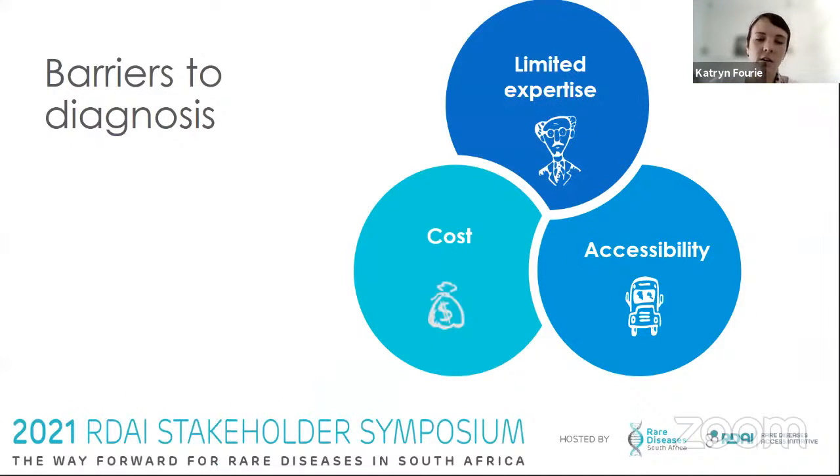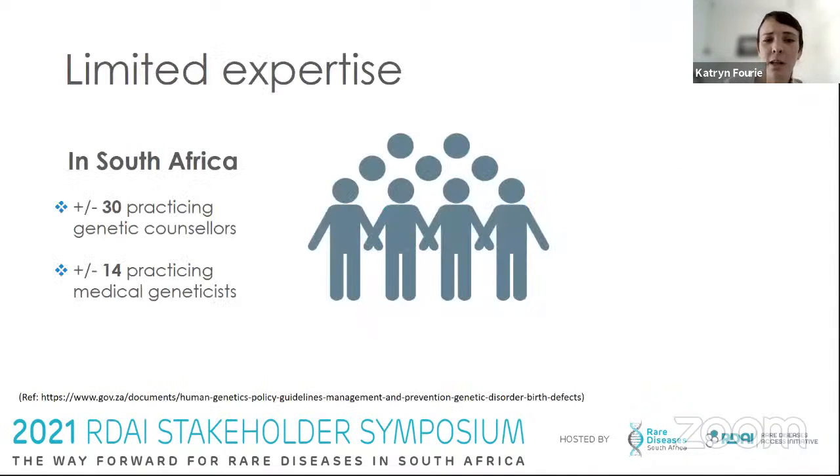There are obviously, unfortunately, a lot of barriers to getting these diagnoses, and I've grouped them roughly under limited expertise, the cost of testing, and the accessibility of testing. So the first would be the limited expertise in South Africa.